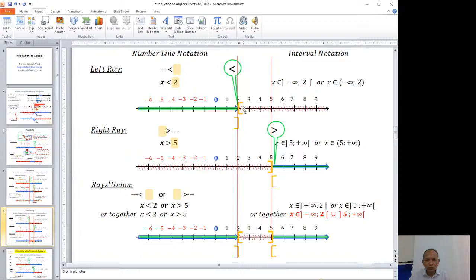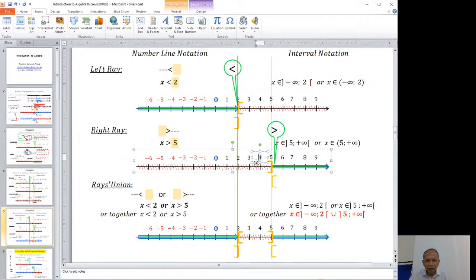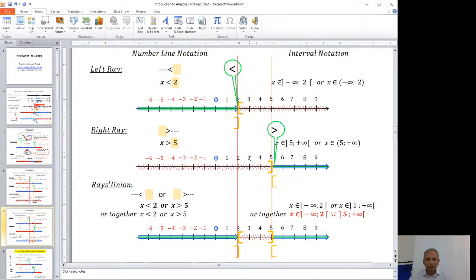2.01, 2.0001 up to 2.534 and then 4.9999 here. It doesn't include here and it doesn't include here. All the values in the middle don't include here. So when we want to talk together, taking the values of the left and the right, we write like this.